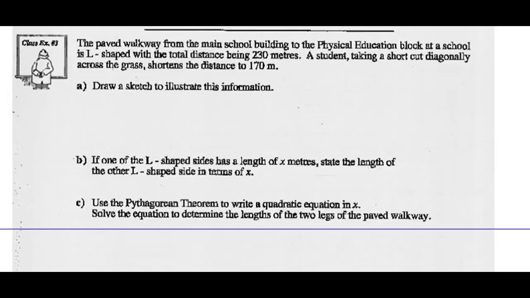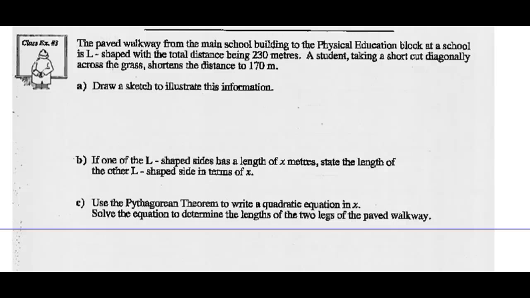The paved walkway from the main school building to the physical education block at a school is L-shaped, with a total distance being 230 meters. A student taking a shortcut diagonally across the grass shortens the distance to 170 meters. Draw a sketch to illustrate this information.